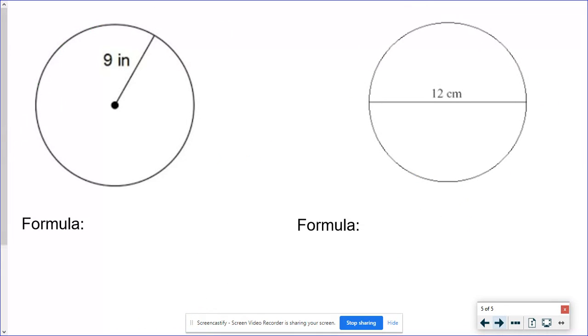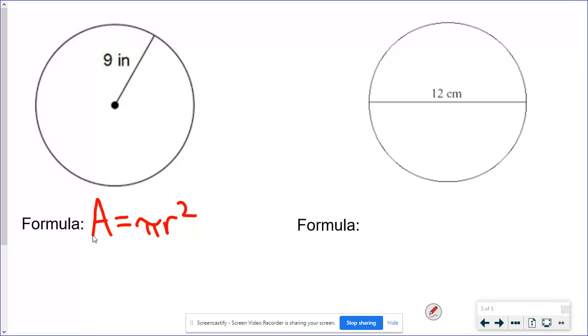These last two problems are circles. Now I really do hope that you have a calculator handy, because we like to use the pi button on calculators. If you don't have a pi button on your calculator, you can use 3.14. The pi button is a little bit more accurate, but 3.14 is pretty darn close. So my formula for the area of a circle is pi r squared. The r stands for the radius.